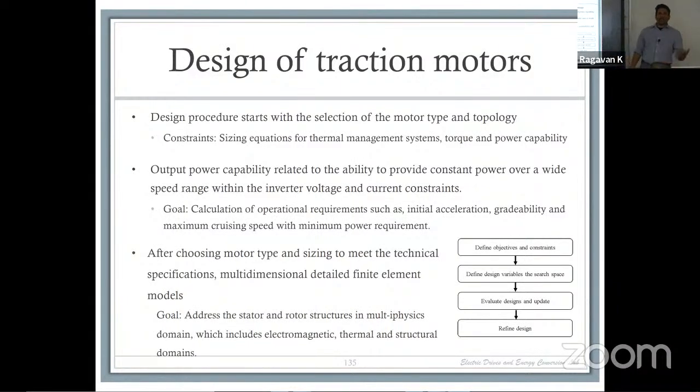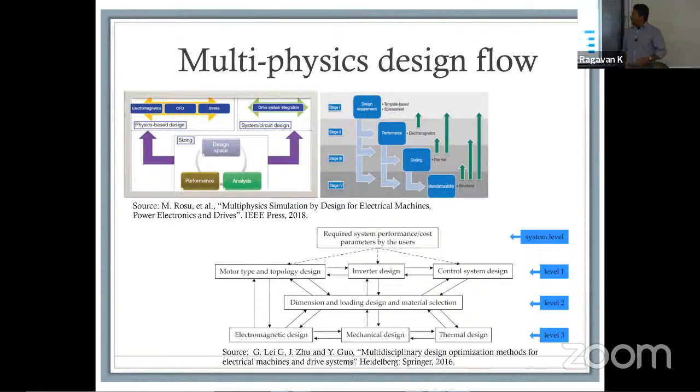So if you break that down in terms of a visual, the conventional multiphysics design flow tends to be something like this, right? So you're talking about a system level. The first level is the control inverter and motor type, and then you have level 2, which is a dimension loading design, and then level 3 is your electromagnetic, mechanical, and thermal design. So that's your linear flow. It does feed up, but it only feeds up one level. You don't feed back up to the motor type and design selection.